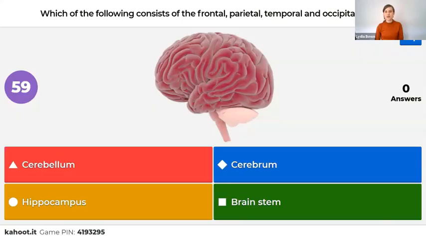Great. So, which of the following parts of the brain consists of the frontal, parietal, temporal and occipital lobes? In red, the cerebellum, in blue, the cerebrum, in yellow, the hippocampus, or in green, the brainstem. Which part of the brain do you think contains these four lobes? We can see it from the outside if we're looking at the brain from the outside, so that's a little bit of a clue. Maybe you remember from the diagram that we put up with the different parts of the brain.